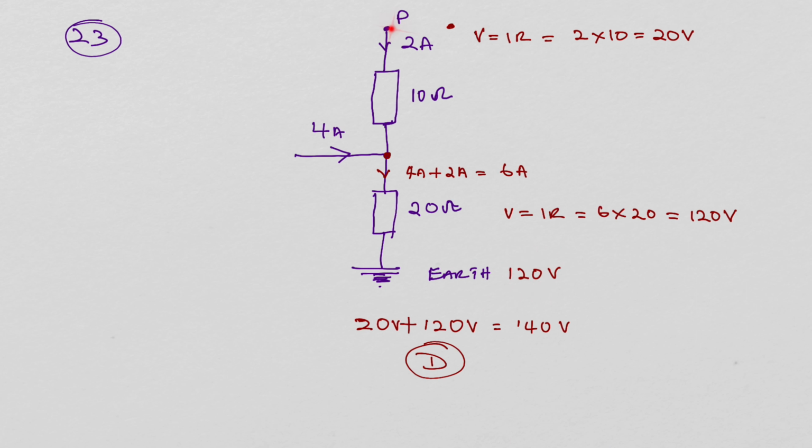But coming from there is 2 amps through the 10 ohms. So V equals IR, that's 2 times 10, that's 20 volts. So that's 20 volts, and that's 120 volts. And the total voltage between the two is 140 volts. So the answer is going to be D.